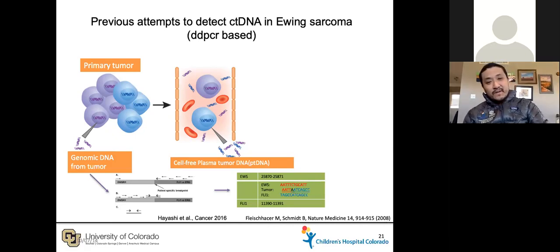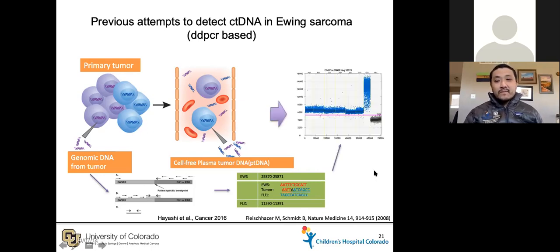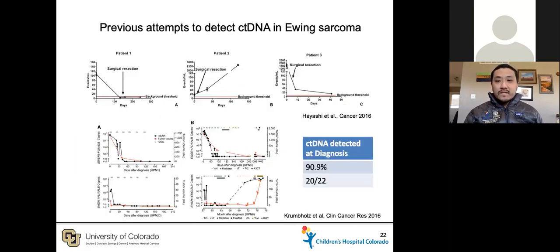design a patient-specific primer-probe combination to target this specific patient-specific intronic breakpoint, and then use that for ddPCR detection. And this approach has been done by our group and also a German group. And it seems like the German group does really well collecting these serial samples over a larger number of patients. But basically, both groups showed that the ctDNA is highly detectable at diagnosis. So around 90% of patients have ctDNA detectable at diagnosis.